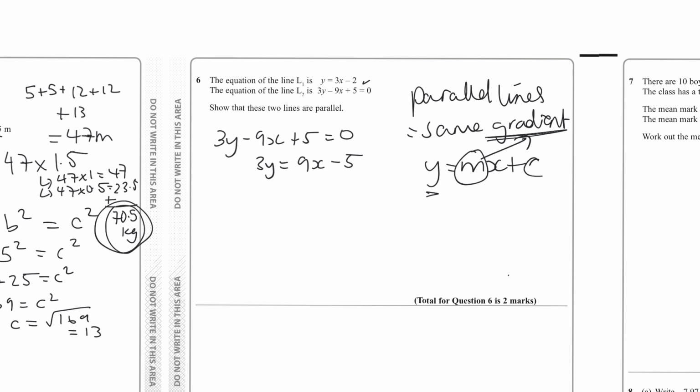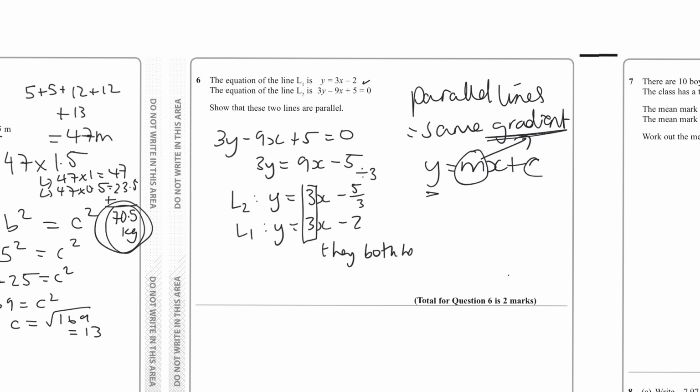If we were to do that, we would divide the whole equation by 3. 3y divided by 3 is just y. 9x divided by 3 is 3x. And then minus 5 divided by 3 we can leave as 5 over 3. So we know that line 2 is equal to that. Line 1 is y is equal to 3x minus 2. I've just written it again. And as you can see here, both of the m values are the same. So we could say they both have a gradient of 3.